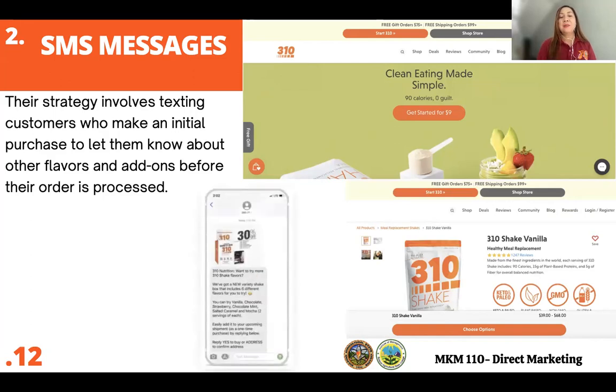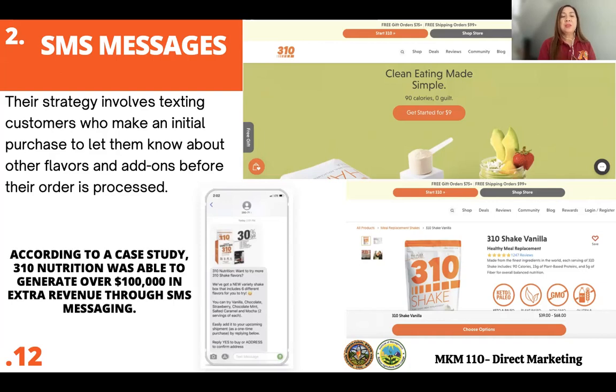With this, they introduce another variety of the shake. They state there that you can try vanilla, chocolate, strawberry, chocolate mint, salted caramel, and mocha. With that information, you will be aware, wow, there are many other kinds that I would like to try too. So if you were the customer, you would probably add an additional or follow-up order, because of the curiosity and the information given to the clients.